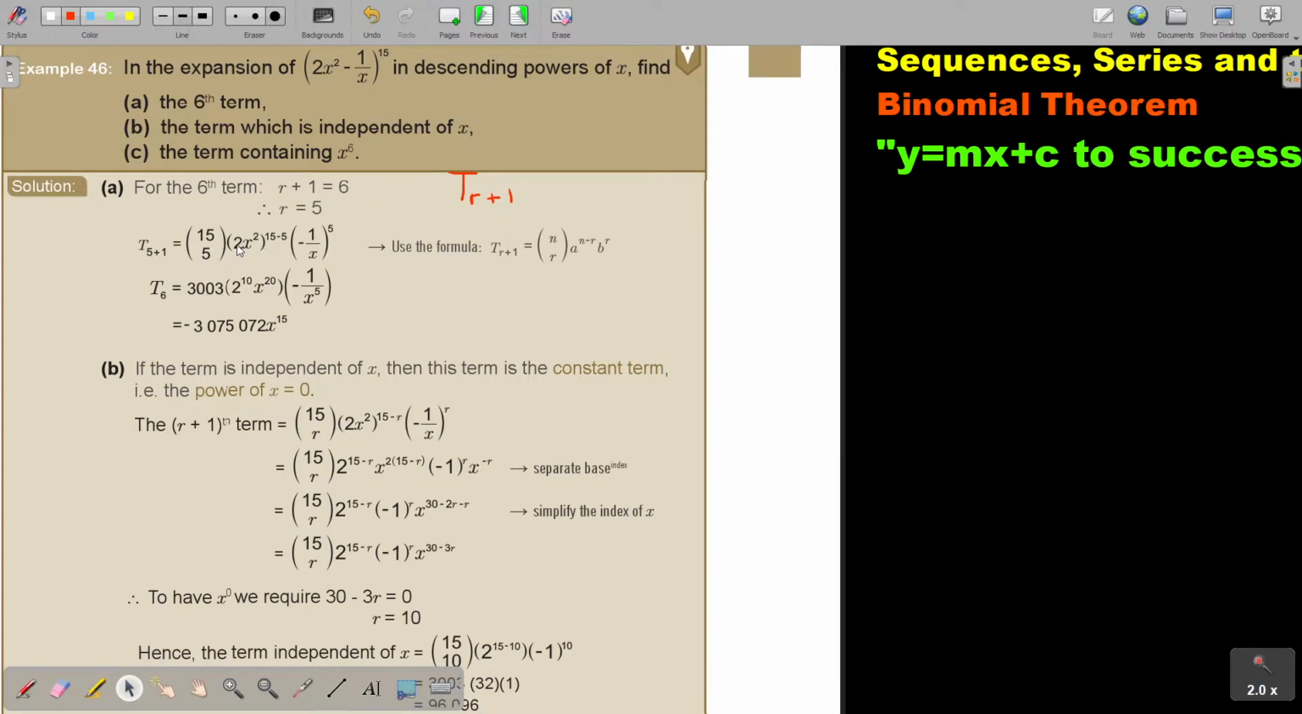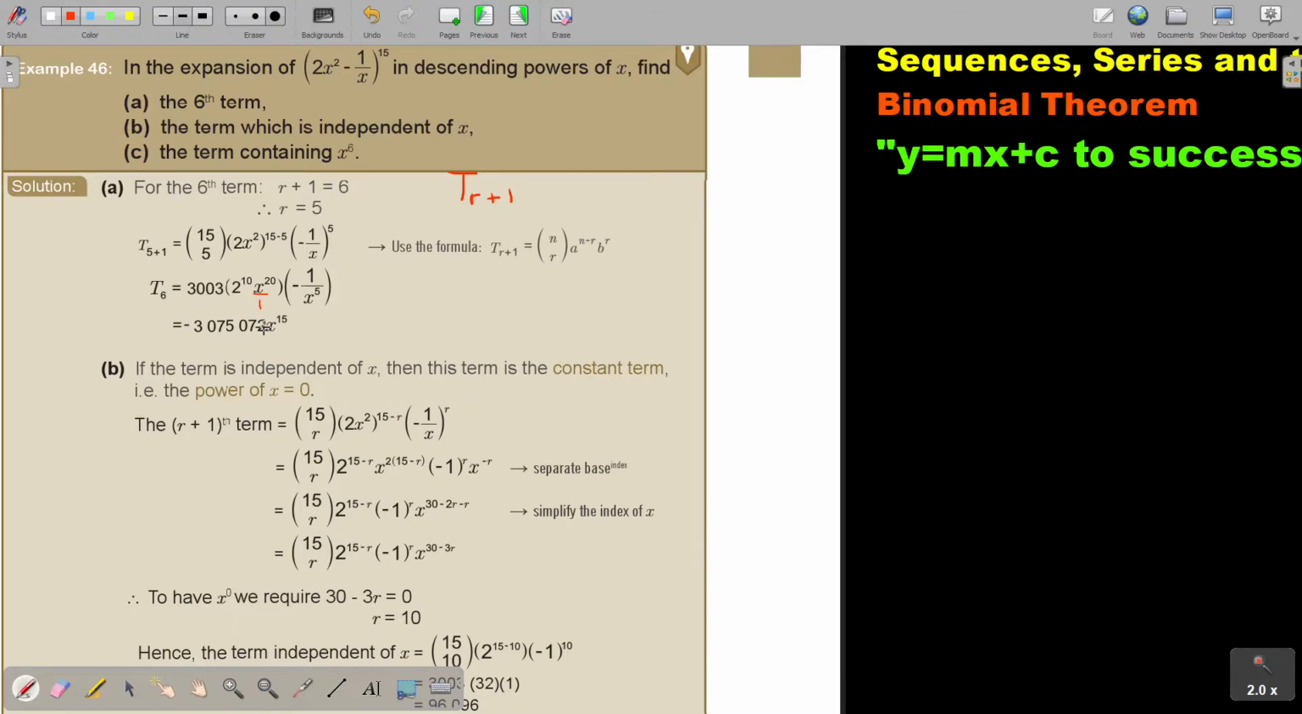And then you just simplify this. This is 15 minus 5, it's 10, so it's 2 to the power 10, x to the power 10 times 2, 20, minus, and then 1 over x, this is to the power 5. Then I just take 2 to the power of 10, times this 3003, times the negative 1, and it will give me that value. This is x to the power 20, and this is x to the power 5. So I subtract, because this is on top, remember, and it's 15. And there is my term. That's the sixth term.